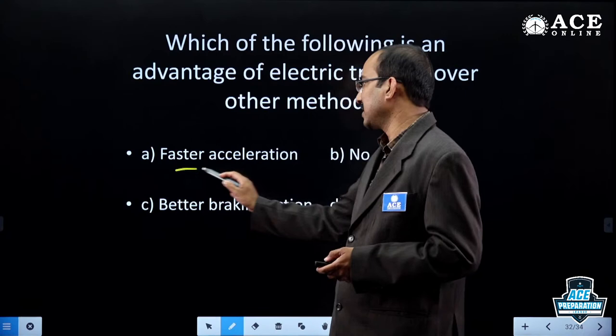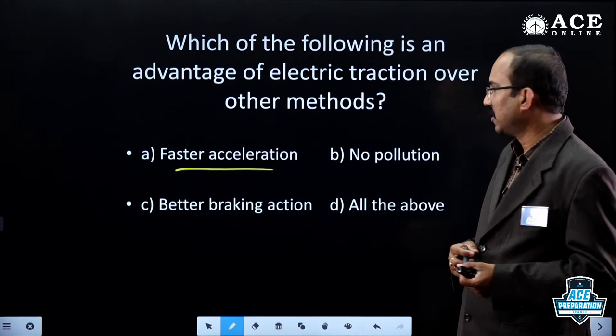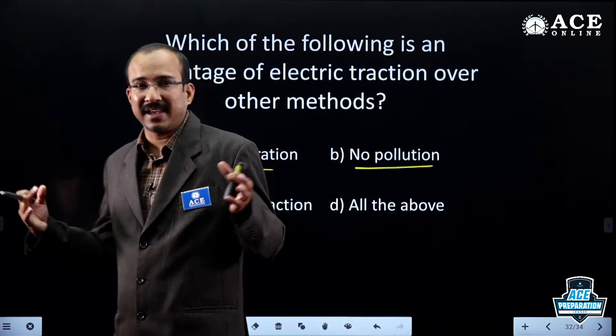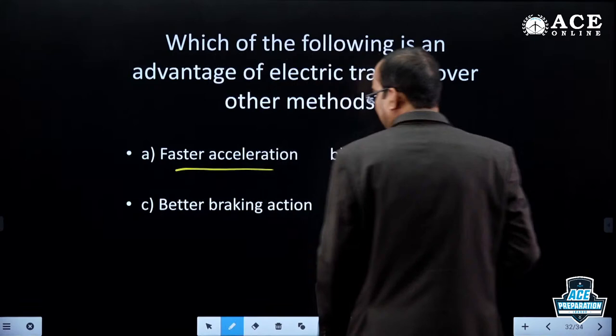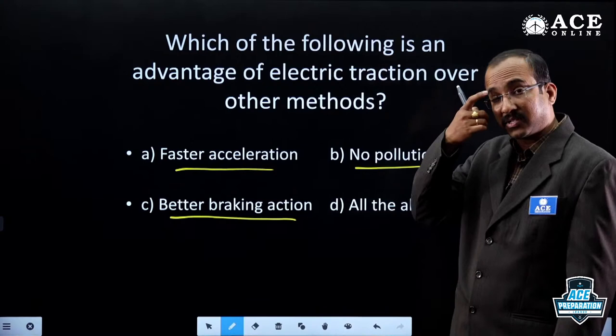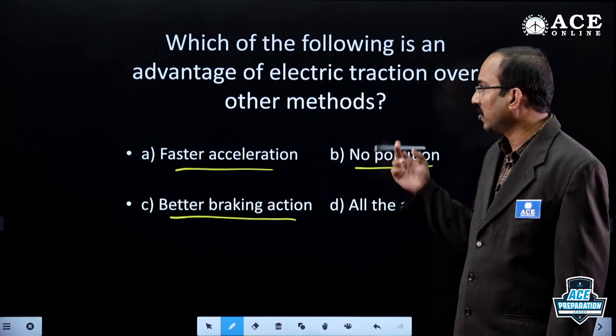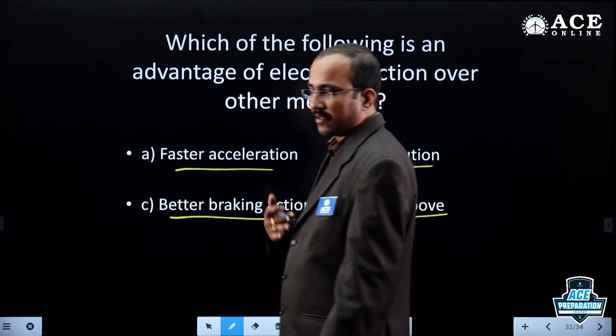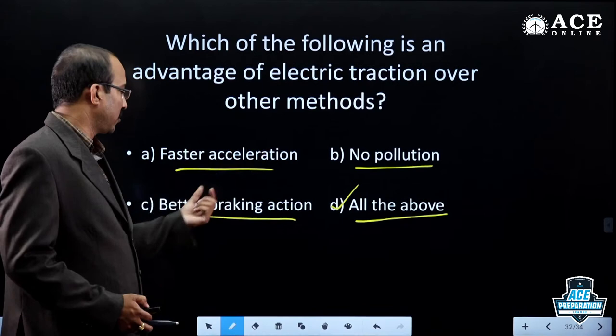And is there any pollution? No, pollution free, no? If you are going with electric traction, there is no smoke. Okay, from a healthier or hygienic point of view also it is good. So there is no pollution. And better braking action. Yes or no? You can get regenerative braking in case of electric traction, and better braking action can be done. So all the above is the option. Okay. So when you are comparing electric traction with the other, we can get faster acceleration, no pollution, better braking action, and these three are the advantages.